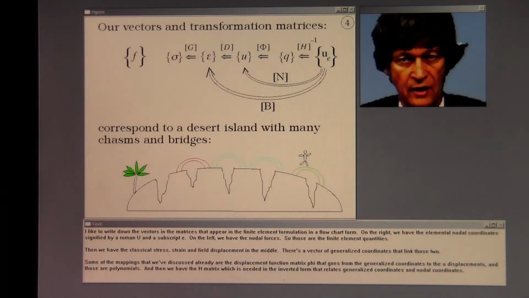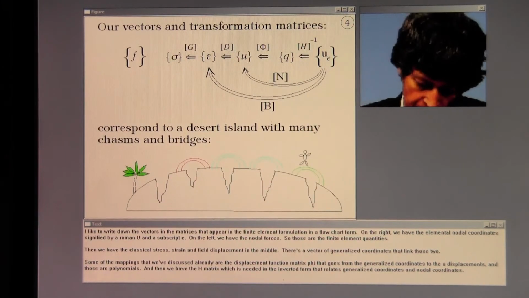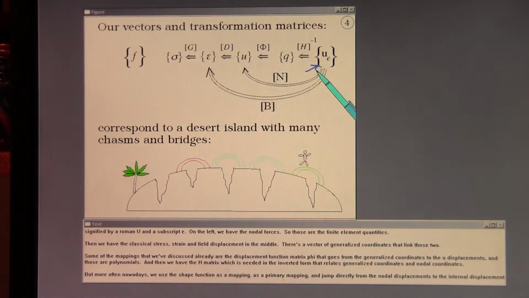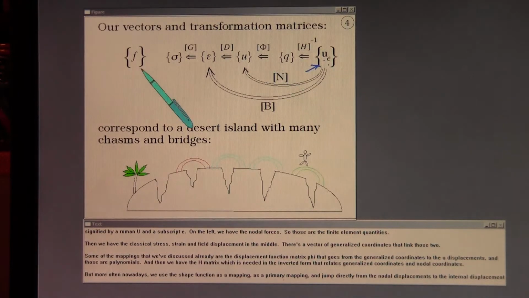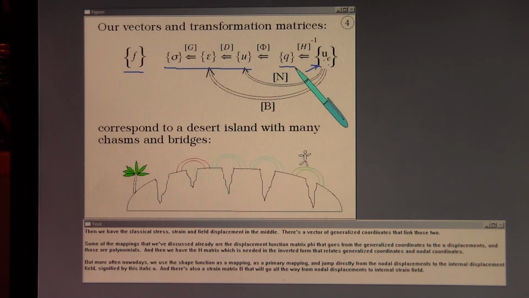I like to write down the vectors and the matrices that appear in the finite element formulation in a flowchart form. On the right we have the elemental nodal coordinates signified by a Roman U and a subscript E. On the left we have the nodal forces. So those are the finite element quantities. Then we have the classical stress, strain, and field displacement in the middle. There's a vector of generalized coordinates that link those two.